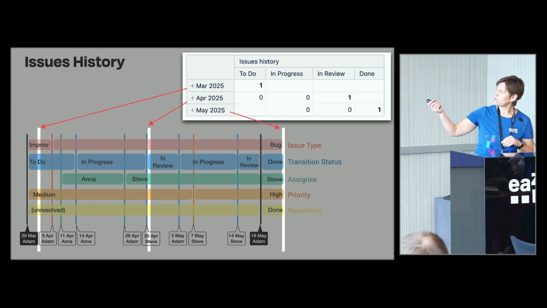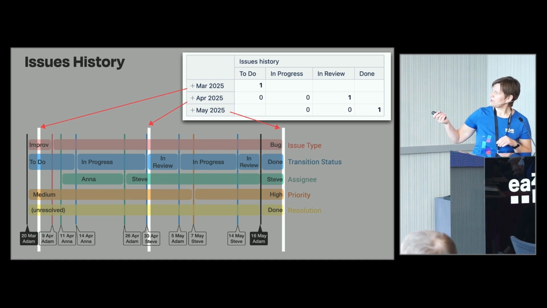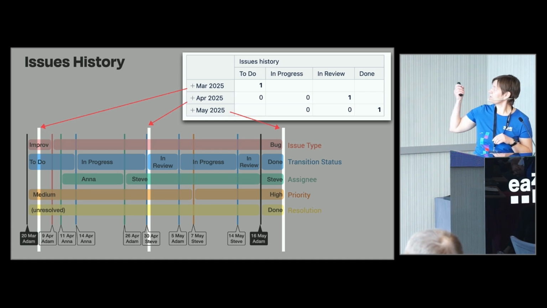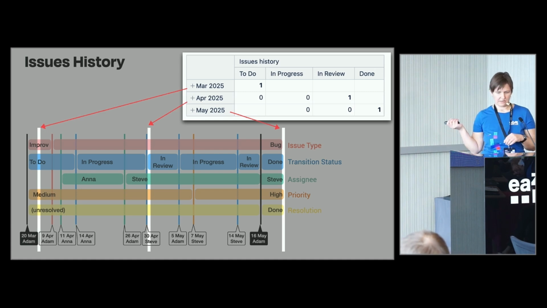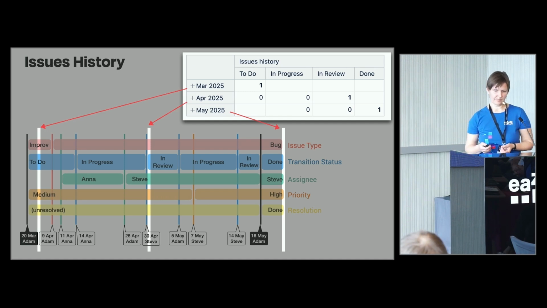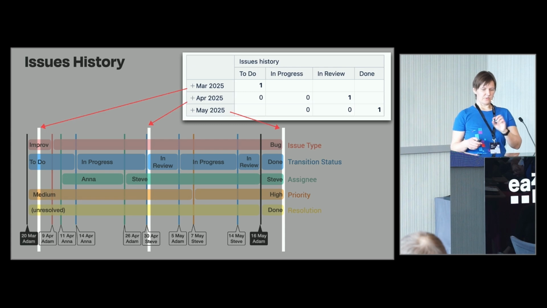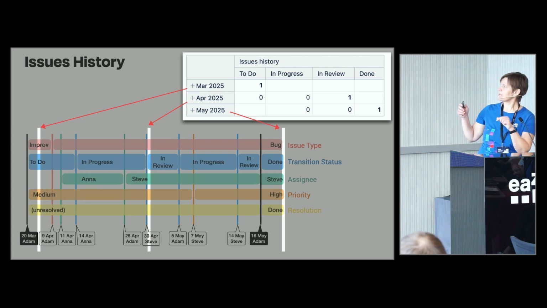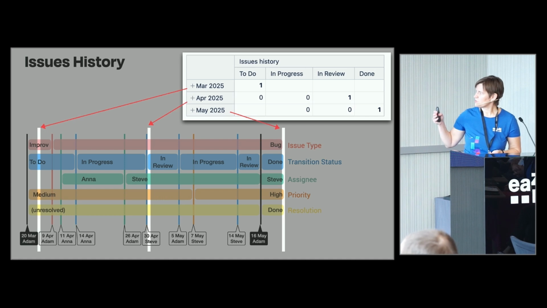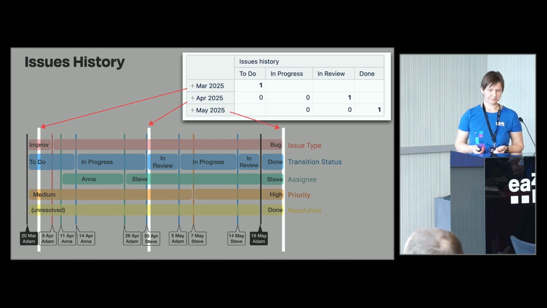So at the end of March, the issue is in to-do status. At the end of April, it has already transitioned away from in progress, so it's in review, and at the end of May or now, it is done. This is how issue history works with any dimension or dimension combination. We could look also at the distribution by assignees at the end of the period, etc.